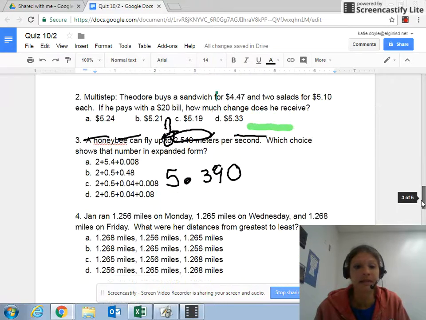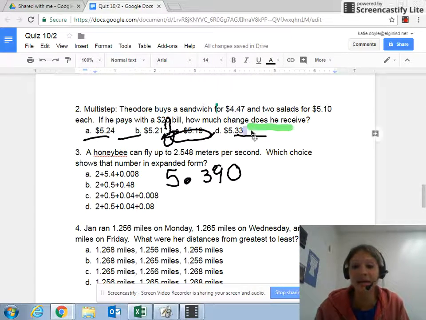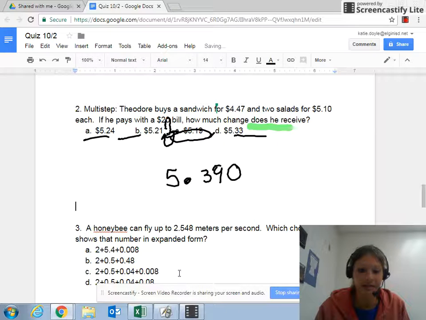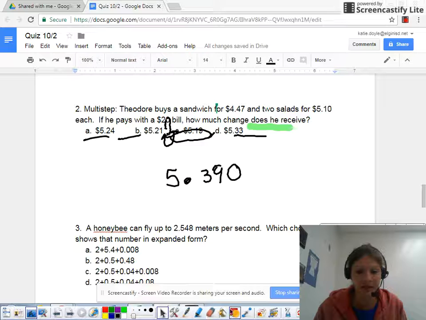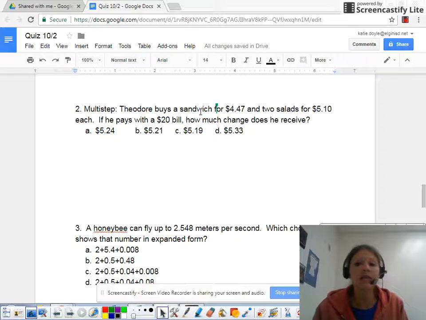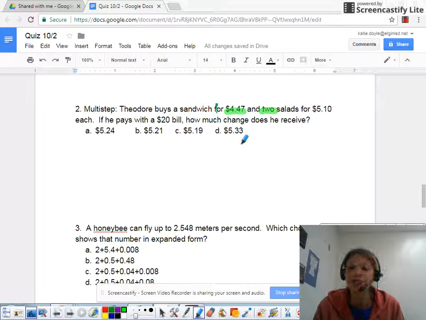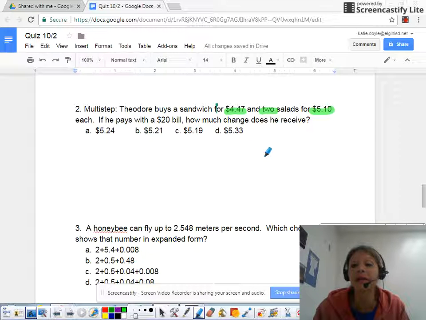All right, let's look at this next one. Multi-step, my favorite. So let's do this. I'm going to erase all this. It says, Theodore buys a sandwich for $4.47 and 2 salads. This is where you have to read it carefully. So 2 salads for $5.10. If he pays with a $20 bill, how much change does he receive?